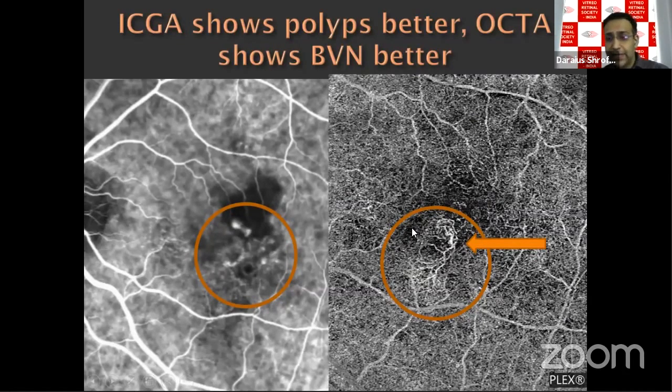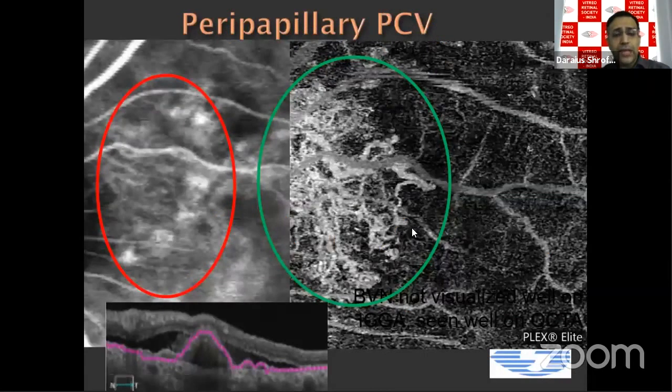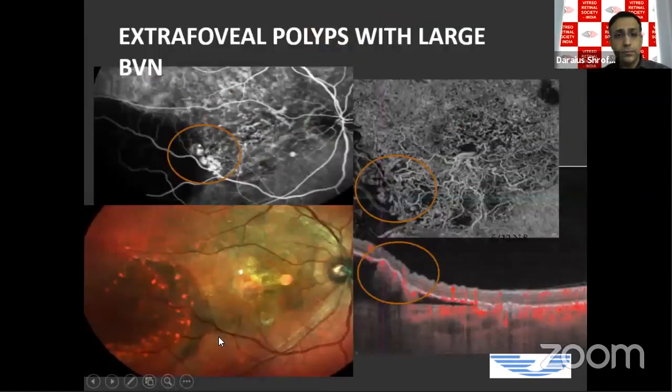And this is one of our cases. It's another case, which is a peripapillary PCV. And this is the optic nerve on the side, but you can see how beautifully the BVN is seen. And you can see the corresponding B scan underneath with the polyp underneath. Extrafoveal polyps with a large BVN.